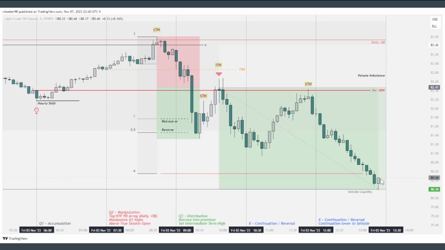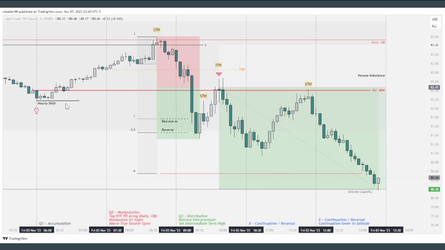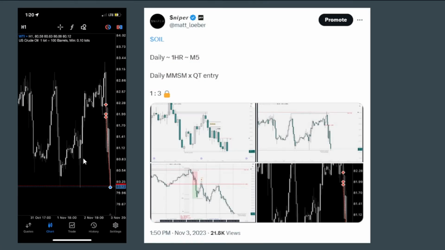side liquidity pool, because in day's quarterly theory, it's either AMDX or XAMD. So I considered this AMDX, and then the next 4 quarters of the 90-minute cycle being XAMD. And here you can see this is my MetaTrader 5 with my executions from my entry POI at the hourly breaker to that sell side liquidity pool low.